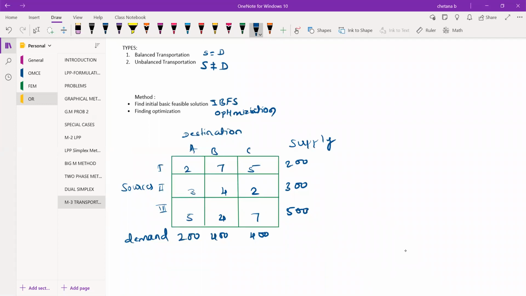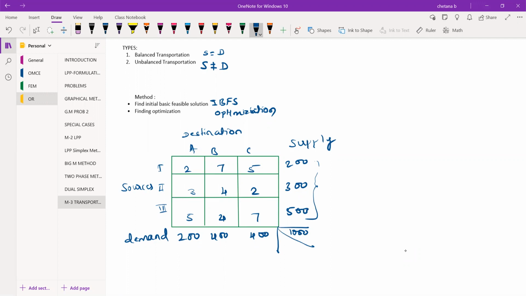Now what you need to do is first check whether the transportation problem is balanced or unbalanced. To check that, you must take the summation of all the demands and the summation of all the supplies. Both the values must be the same, then only we say that it is a balanced problem. For example, if you take the summation of all these supplies, 200 plus 300 is 500, plus 500 is 1000.